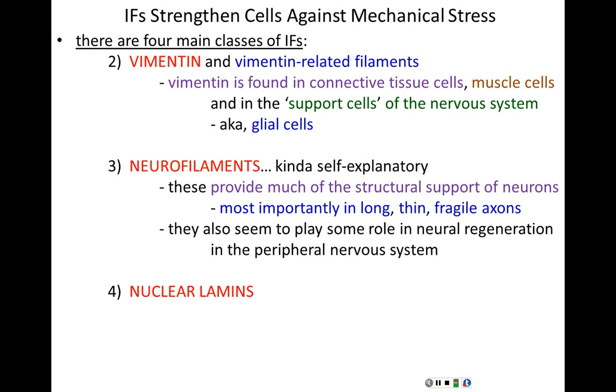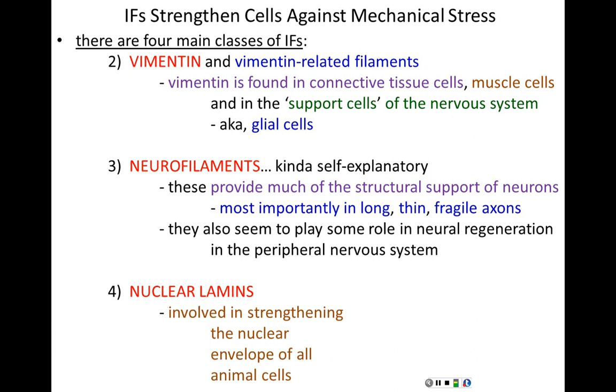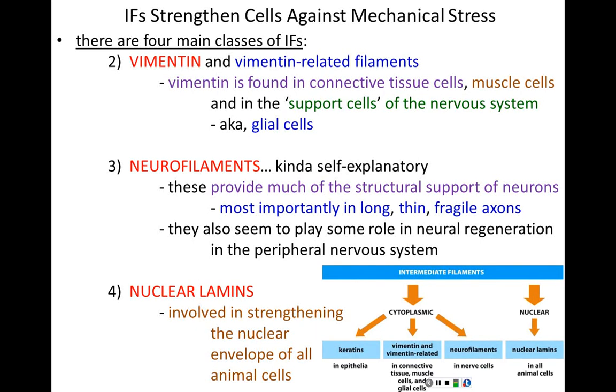The fourth class we've already mentioned in this lecture, but they are the nuclear lamins. The nuclear lamins are intermediate filaments that are involved in providing strength and structural durability to the nuclear envelope of all animal cells. And so let's be clear here that we have 4 classes total. 3 of them are cytoplasmic. The keratins, the vimentins, and the neurofilaments are all found in the cytoplasm of their respective cells. Epithelial cells for the keratins, connective tissue cells for the vimentins, and neurons for the neurofilaments. The nuclear lamins, our 4th class, are in all types of animal cells, but they are exclusively nuclear.